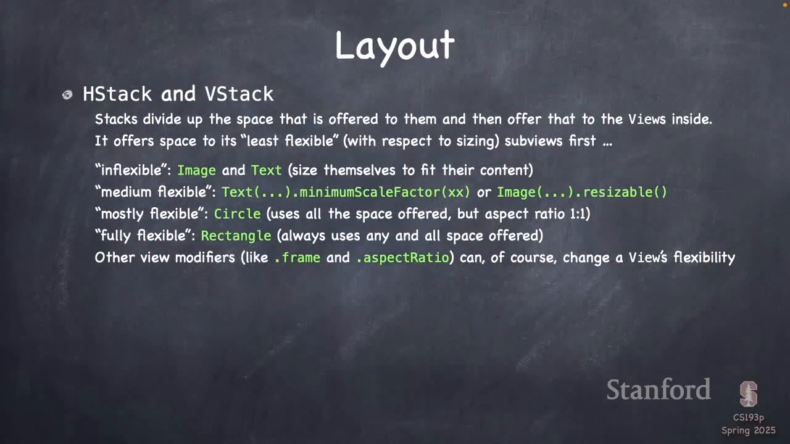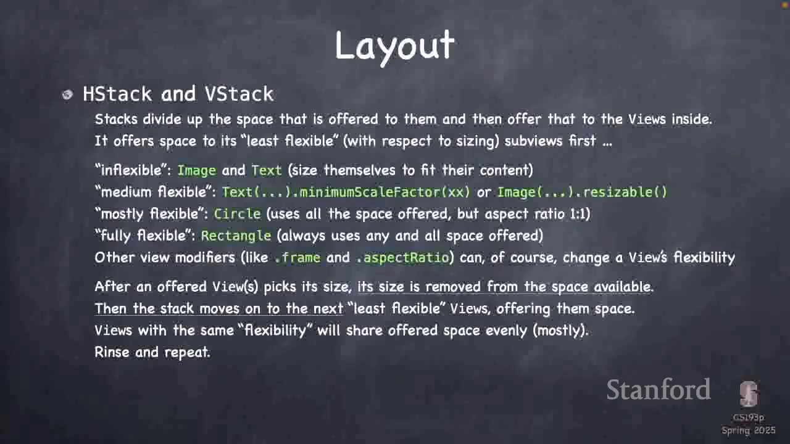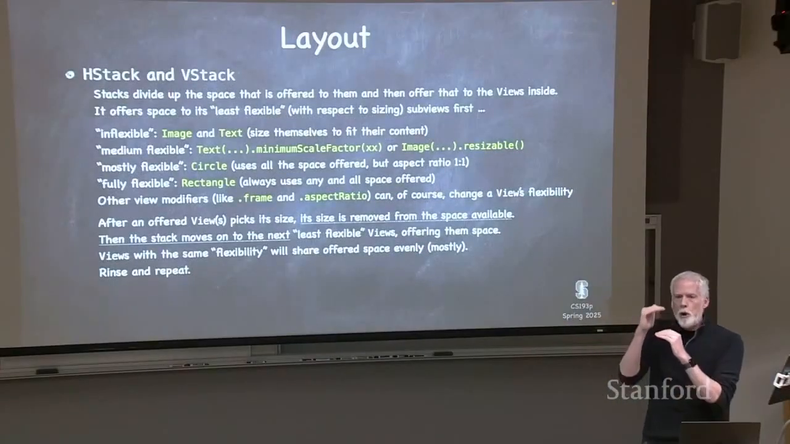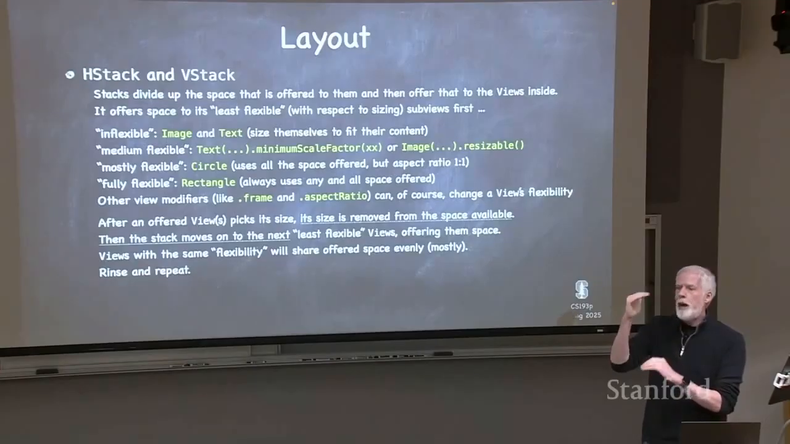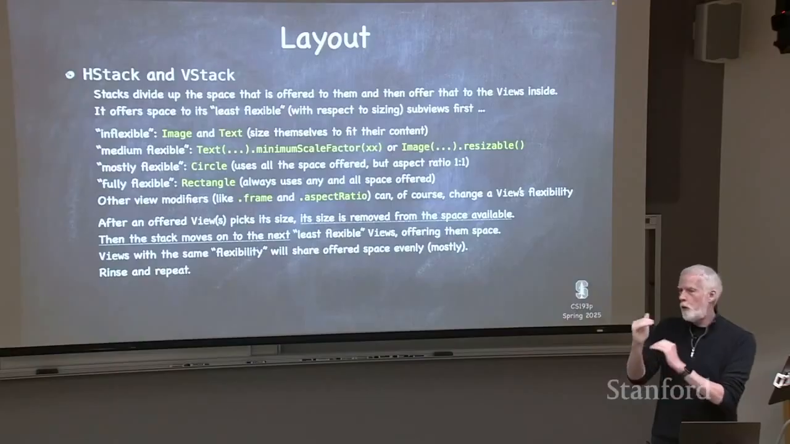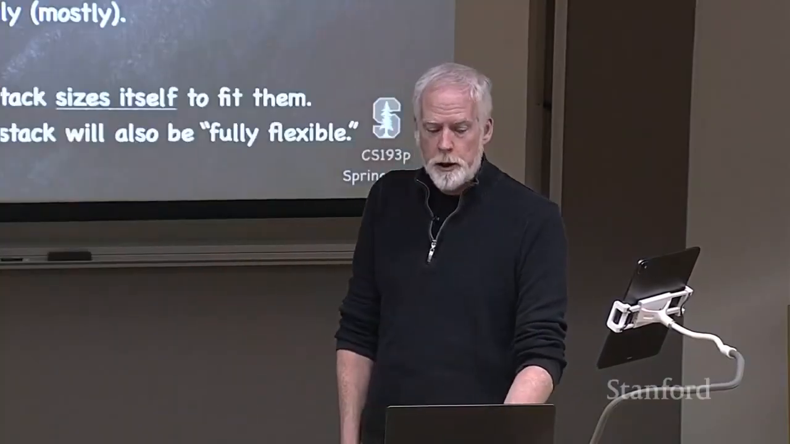So that's why it does this simple strategy, goes to the least flexible views first. After the least flexible ones pick their size within the size they're offered, the VStack removes the space they chose from the space that the VStack has and starts offering the rest to the next least flexible or the more flexible views. You see how it's doing that? And it's just rinse and repeat until it runs out of space or runs out of views to offer things to. That's how it works. That's all there is to it.